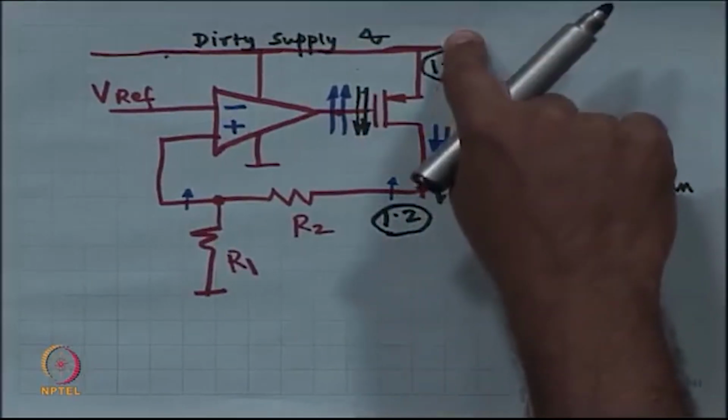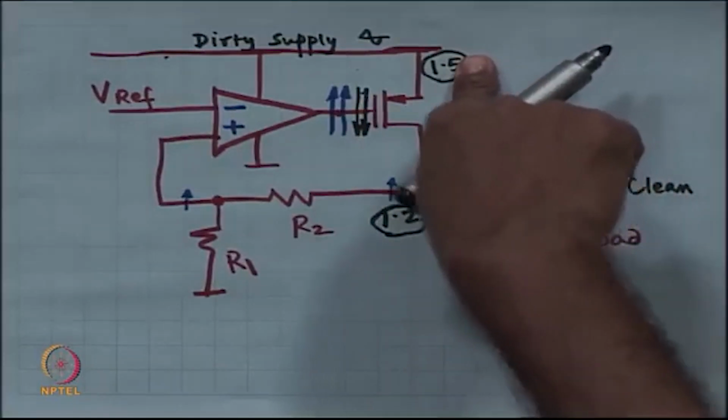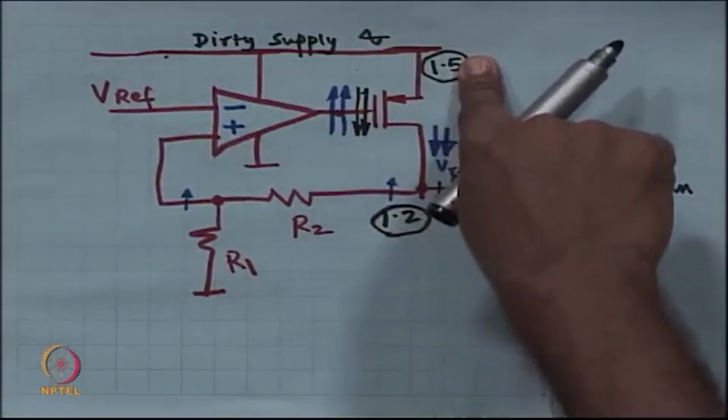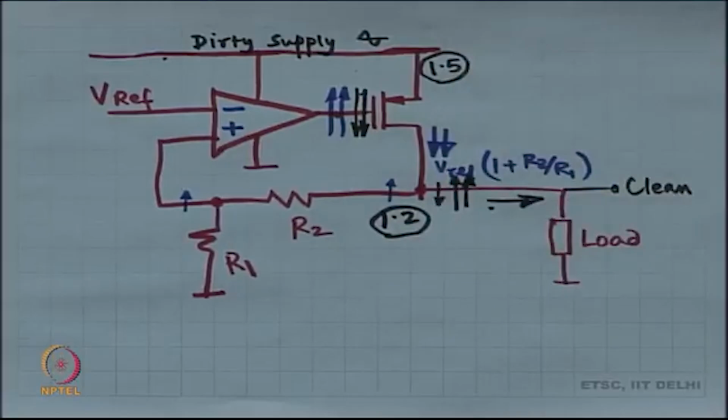Power drawn from the source is 50 milliamperes times 1.5. Overall efficiency is 1.2 by 1.5, that gets you 80%. A lot better than what we had. 80% means you are now closing in on very high efficiency.